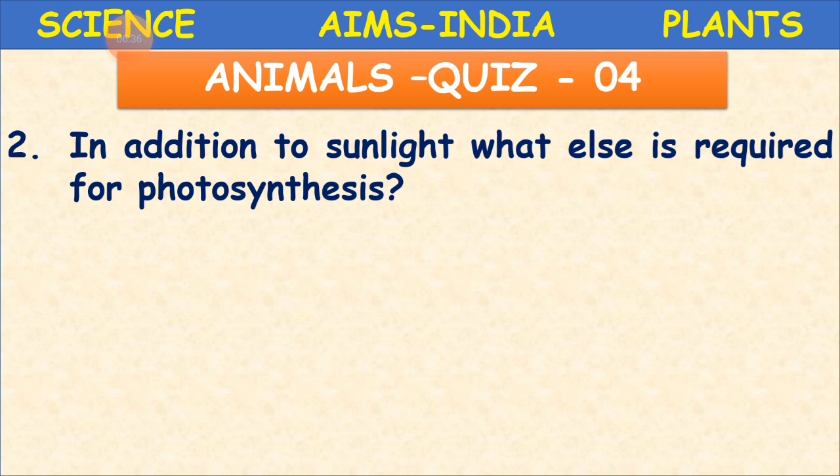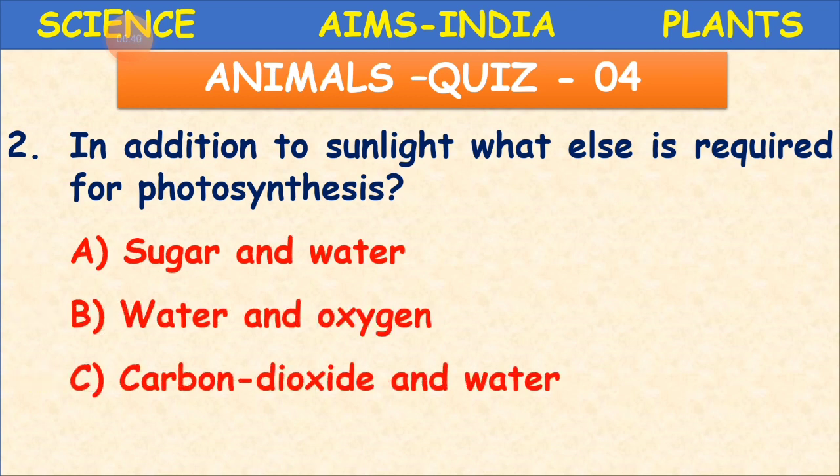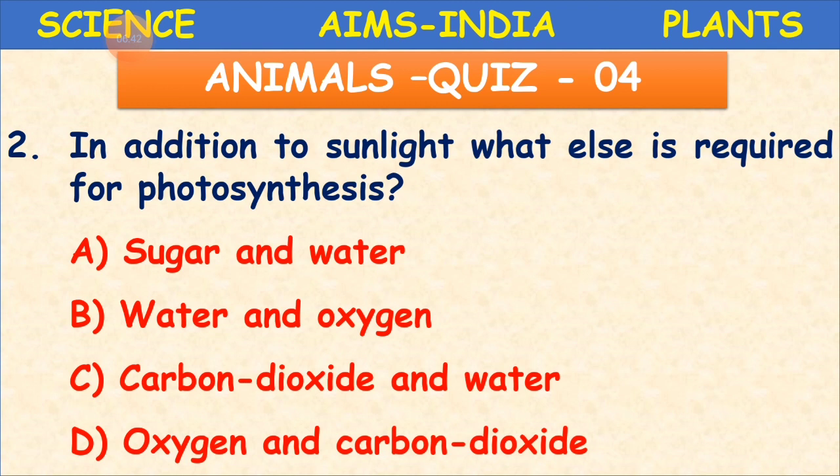In addition to sunlight, what else is required for photosynthesis? In the sense of making food. Option A is sugar and water, B is water and oxygen, C is carbon dioxide and water, D is oxygen and carbon dioxide.